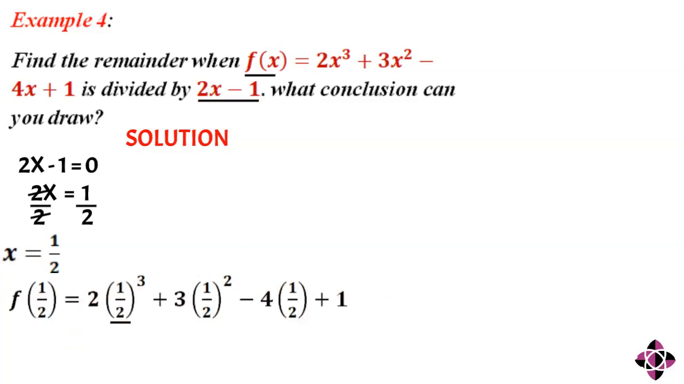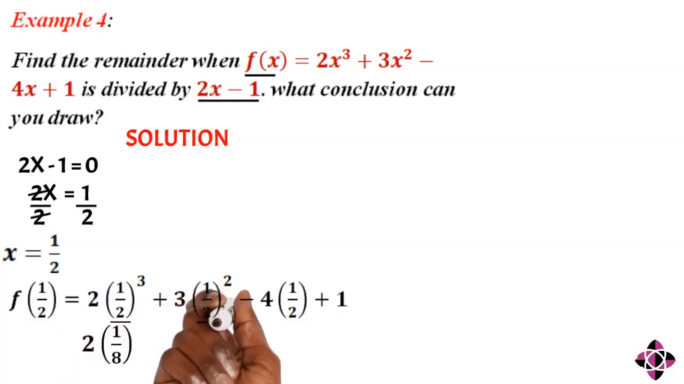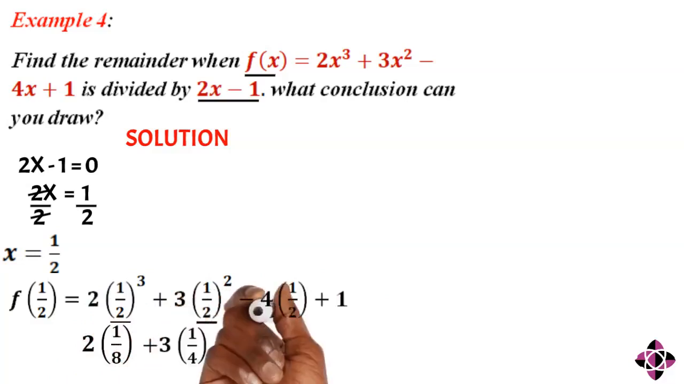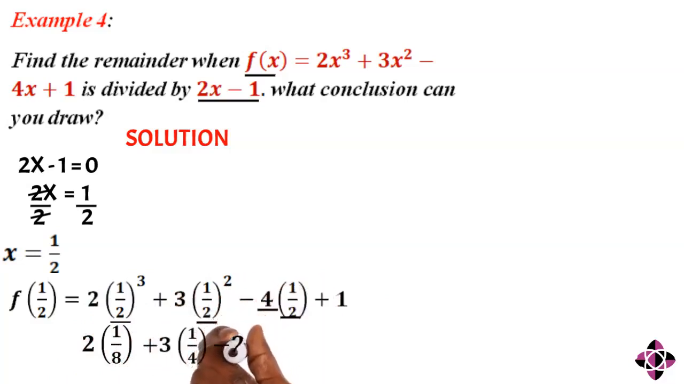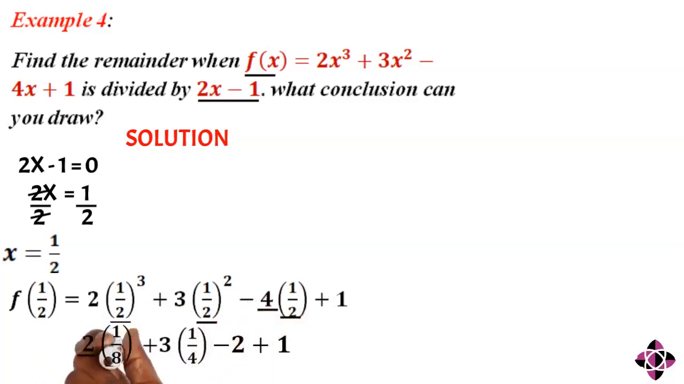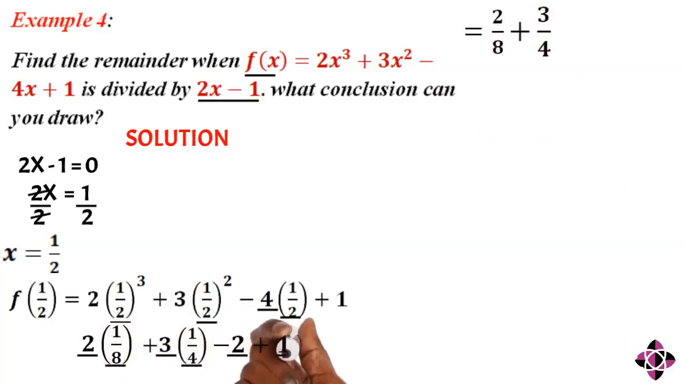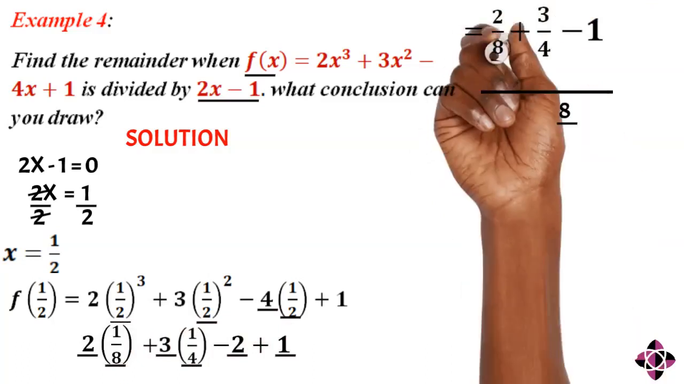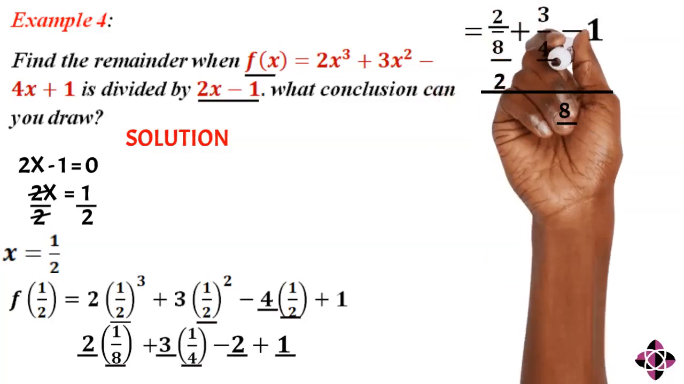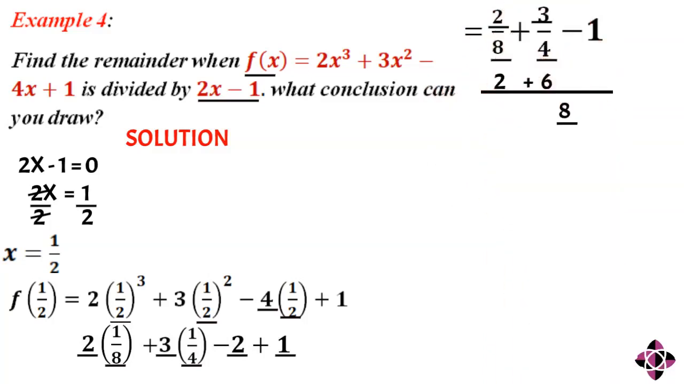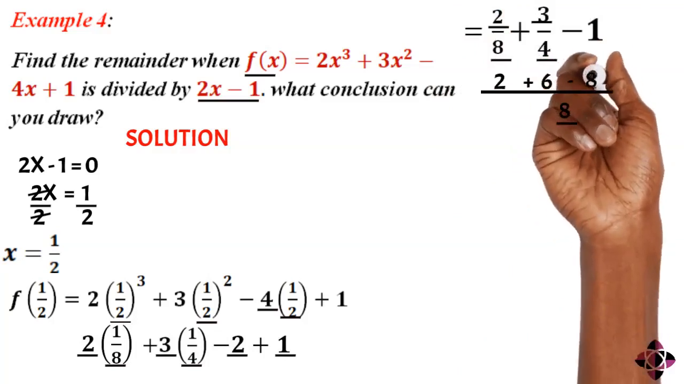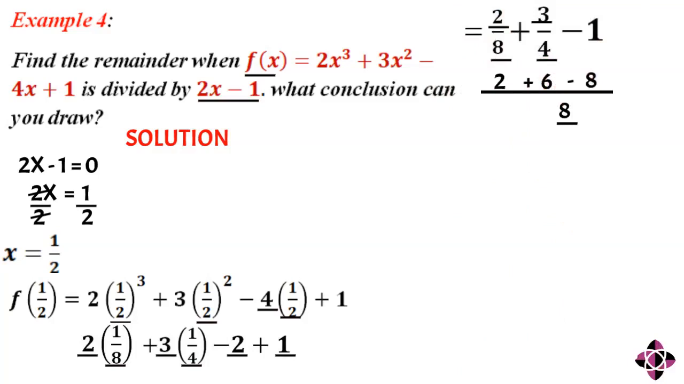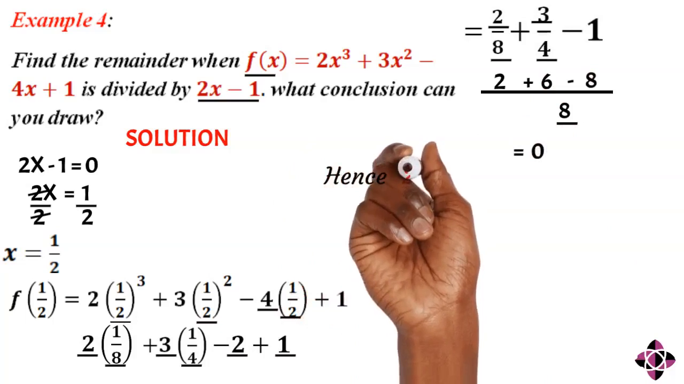Half cubed is 1 over 8. That's 2 times 1 over 8, plus half squared is 3 times 1 over 4. So 4 times half, we have minus 2 plus 1. Now 2 times 1 over 8 will give us 2 over 8. 3 times 1 over 4 will give us 3 over 4. Minus 2 plus 1 will give us minus 1. Now from here, let's take the LCM of 8, 4, and 1. So the LCM here is 8. So 8 divided by 8 times 2 will give us 2. 8 divided by 4 times 3 will give us 6. 8 divided by 1 times minus 1 will give us minus 8. That is equal to 8 minus 8 over 8, which will give us 0. Hence, 2x minus 1 is a factor of f of x.